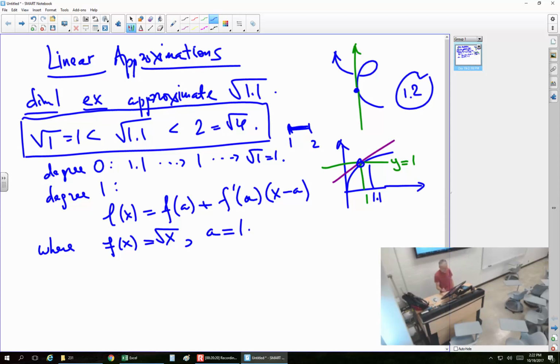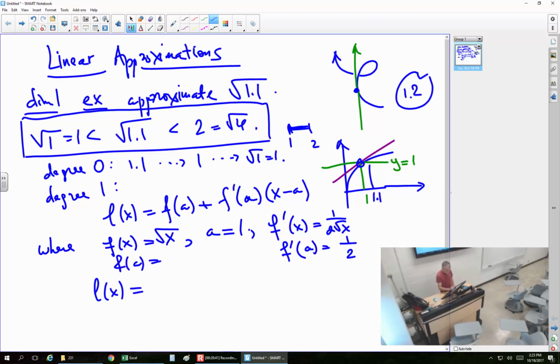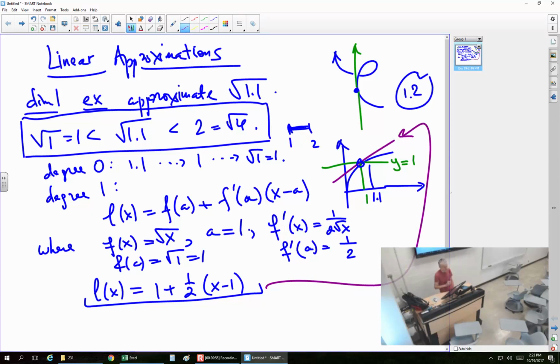The derivative is still to be computed. f prime of x is 1 over 2 square root of x, and f prime of a is then 1 half. So we already have my linear function. L of x equals f of a, which is the square root of 1, equal to 1. So it will be 1 plus 1 half times x minus 1. That is the linear approximation function, the tangent line to our curve at 1.